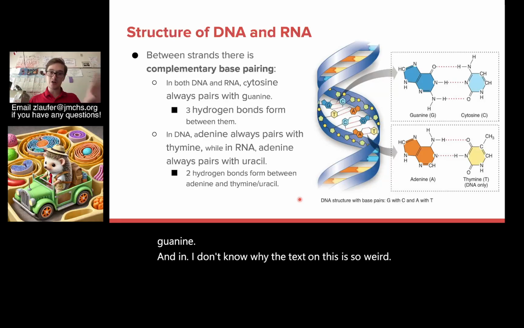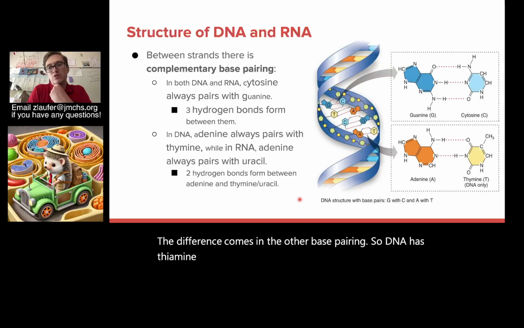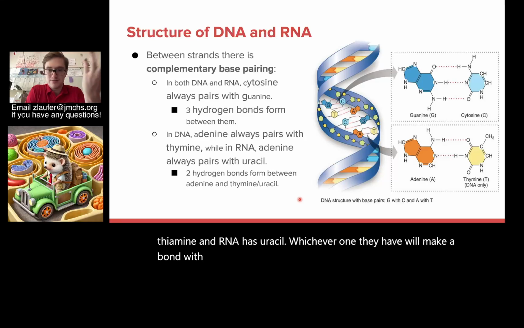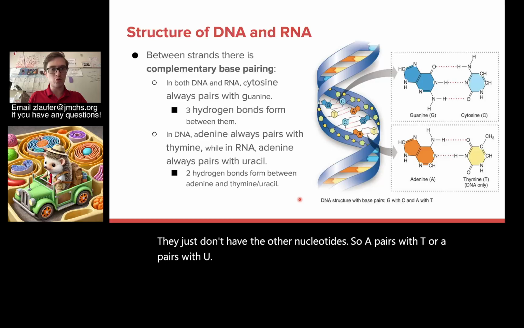The difference comes in the other base pairing. So DNA has thymine and RNA has uracil. Whichever one they have will make a bond with adenine, and they just don't have the other nucleotide. So A pairs with T or A pairs with U. It will do both.